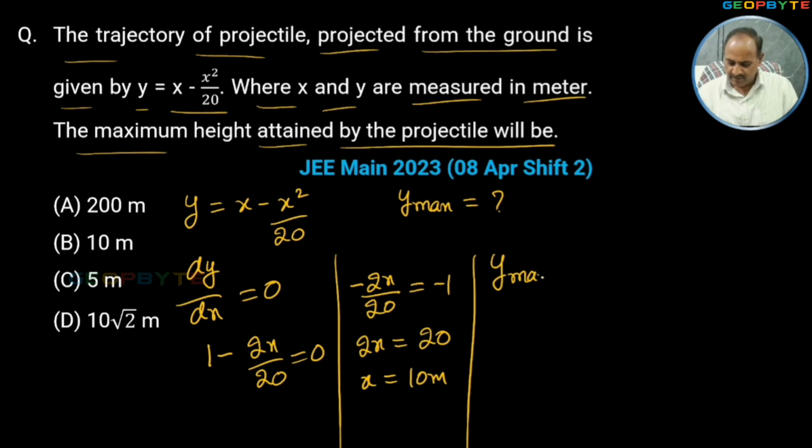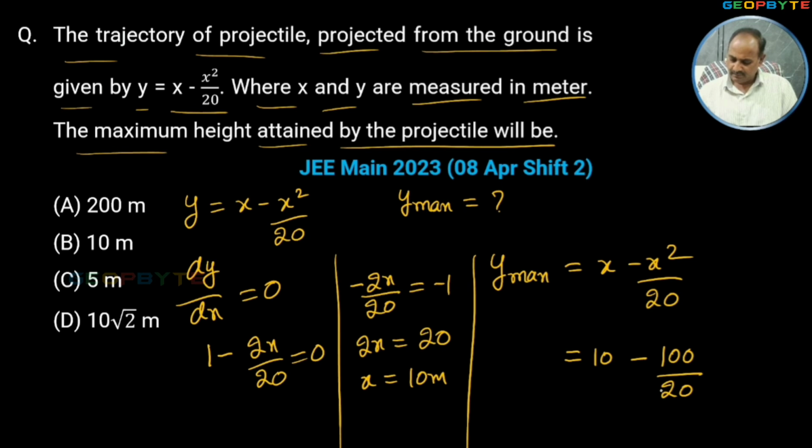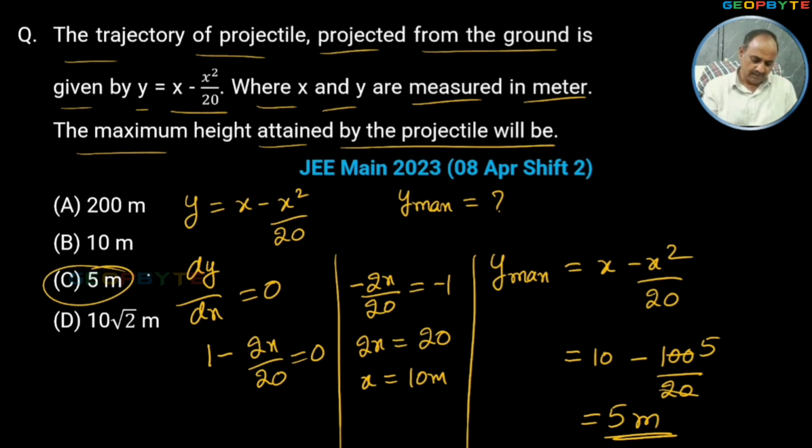Therefore, y max equal to x minus x square by 20. X is how much? 10 minus 10 square is 100, divided by 20, that is 5. So 10 minus 5 equal to 5 meters. Look at option C. Option C is absolutely correct. Are you following? Very simple question.